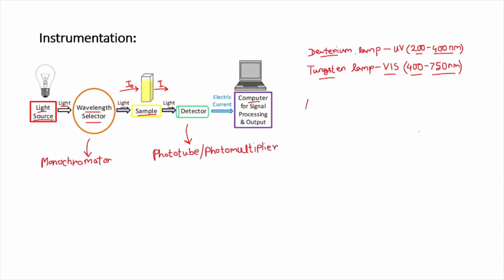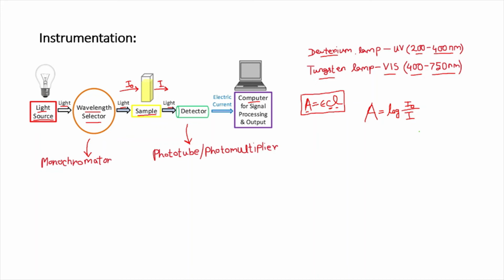Now how will you measure that? It is given by Lambert's law, which states that A is equal to epsilon C L, where epsilon is the molar absorption coefficient, C is the concentration of the sample, L is the path length of the sample, and A is the absorbance. Now A is also written as log of I0 by I. So from these two formulas we can find out the absorbance of a particular sample.